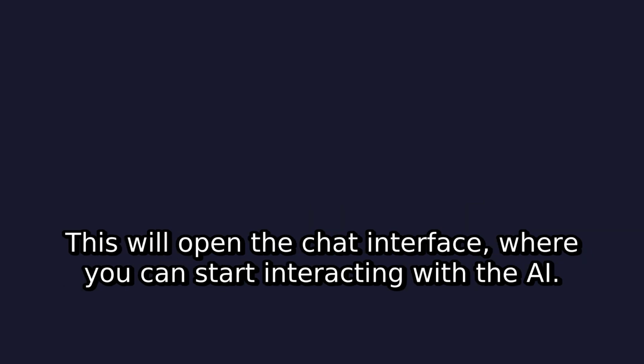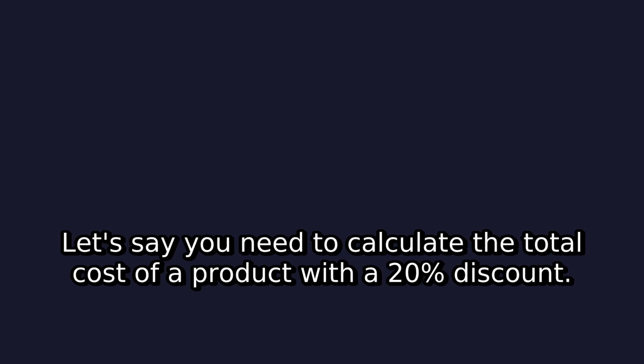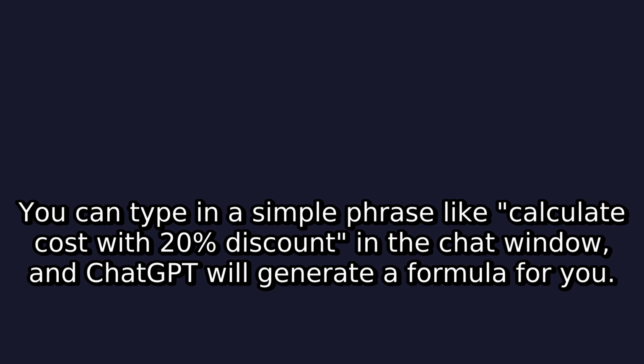Let's say you need to calculate the total cost of a product with a 20% discount. You can type in a simple phrase like "calculate cost with 20% discount" in the chat window, and ChatGPT will generate a formula for you. For example, if the initial cost is $100, the formula would look like this.